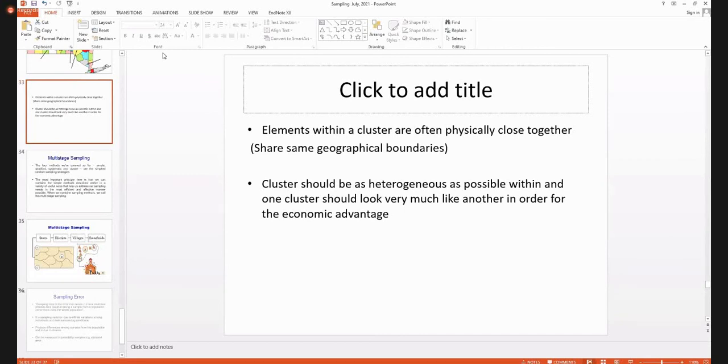If you are conducting research in Sukkur, you may have 12 villages. You can randomly select 4, 5, 6 villages as your clusters. But the selection of which boundaries or areas you include in a cluster all depends on your study objectives. Your cluster should be as heterogeneous as possible within, and it's better to have variety, otherwise they tend to be the same. One cluster should look very much like another, so they must look like they are from the same population and not be very different. This is good for your economic advantage, otherwise you have to include more.